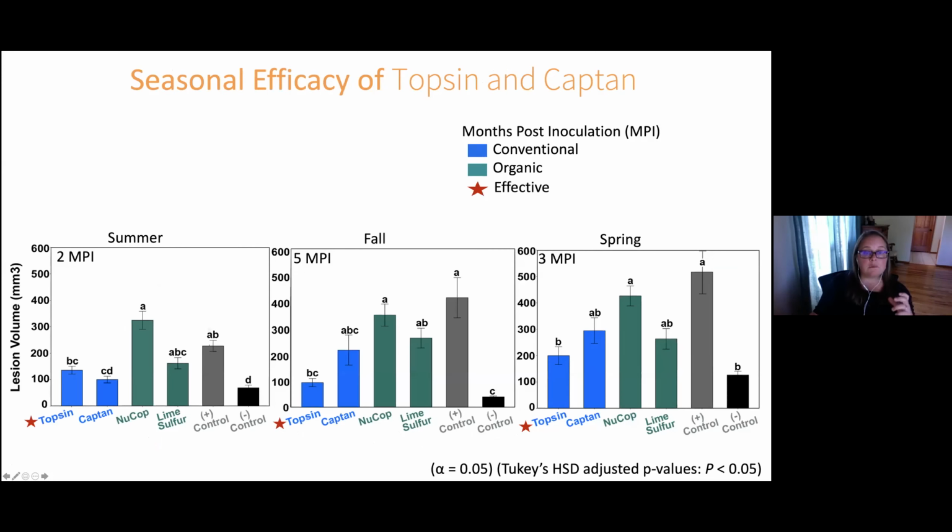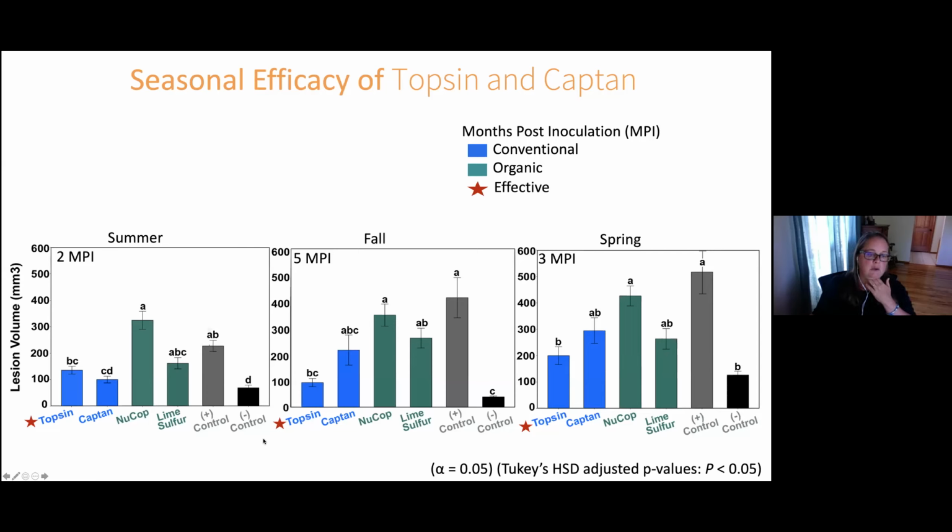So we did the assay throughout the season: summer, fall, and then spring. And we used Topsin, Captan, and New Cop, lime sulfur. And then here's our positive and negative control. One thing that's really interesting is that throughout the growing season, the cankers grew at different sizes. So in the summer, we measured canker sizes 2 months post-inoculation. In the fall, we did it at 5 months post-inoculation, and in the spring, we did it 3 months post-inoculation. But we got similar trends across the growing season, across the year.